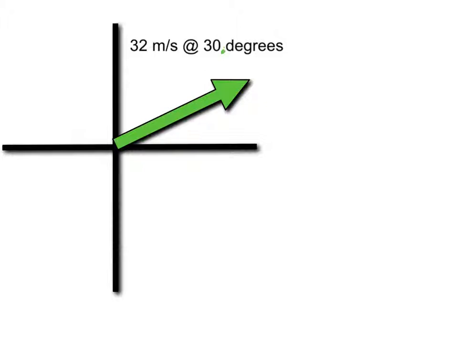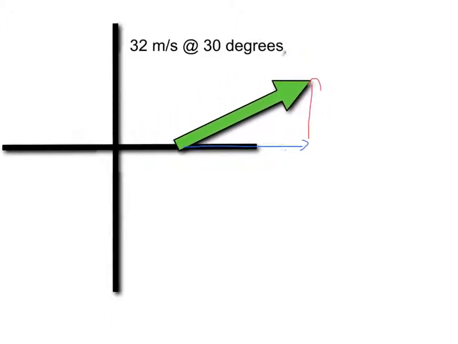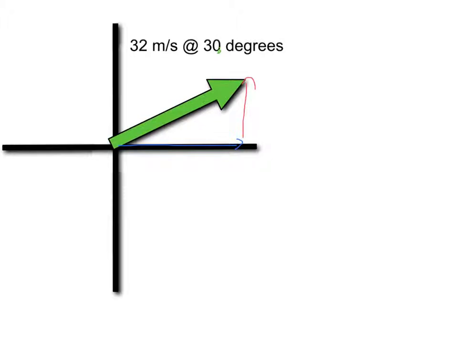What you need to understand is each vector has two separate pieces, tail to tip, in fact. There's an x piece, an x vector, and a y vector. We're going to use the word component here. So I have an x component here and a y component there.